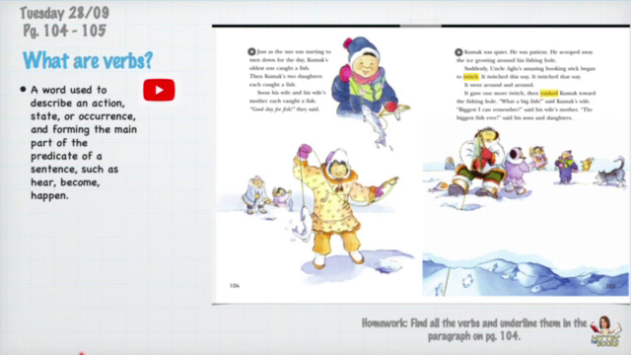So if we read the first sentence on page 104, we're going to look for the verb in that sentence. Just as the sun was starting to turn down for the day, Kumak's oldest son caught a fish. Now, we're going to look at each word and try to see if it's an action, something that you can do. So, just as, that's not an action. The sun, no. Was starting, to turn down.